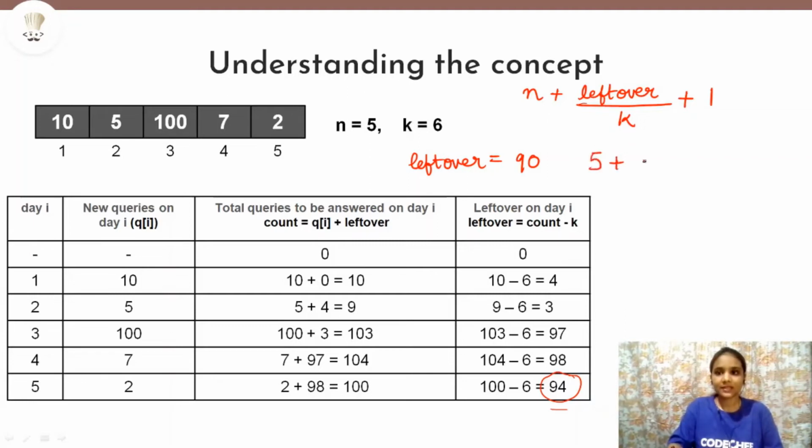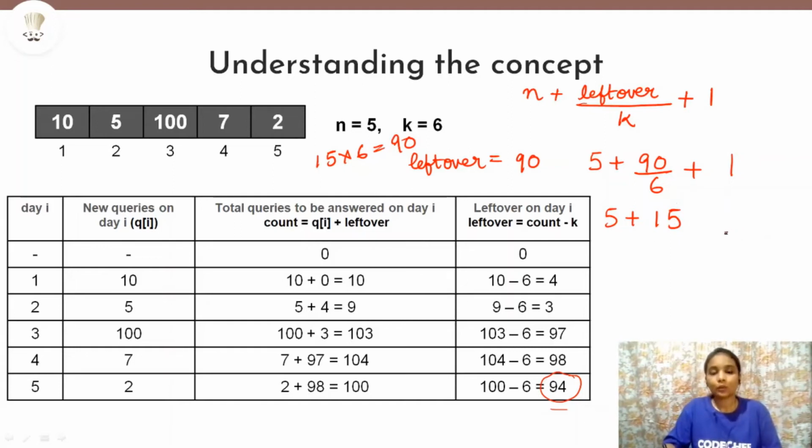It should be 5 plus 90 divided by 6 plus 1. Right. Now 90 divided by 6 is 15. That is, 90 is divisible by 6. So that means that we can say that in 15 days, chef can answer all the 90 queries. But you cannot say that on the 15th day, chef has answered less than k queries. Is that so? No, because in all those 15 days, 15 into 6 equals 90, chef answered 6 queries only. He did not answer less than 6 queries. So that means that after the 15th, the next day will be the day when chef will answer less than k queries. Now you are not concerned that there are no queries left to answer.